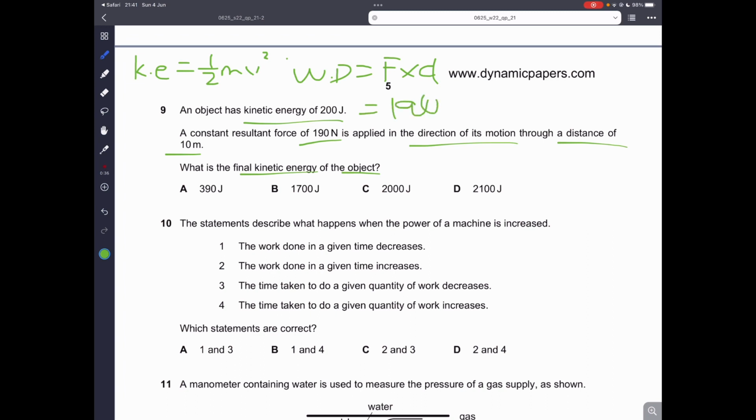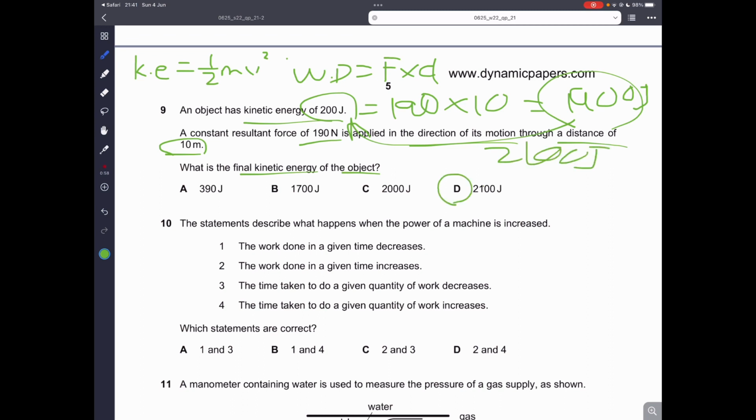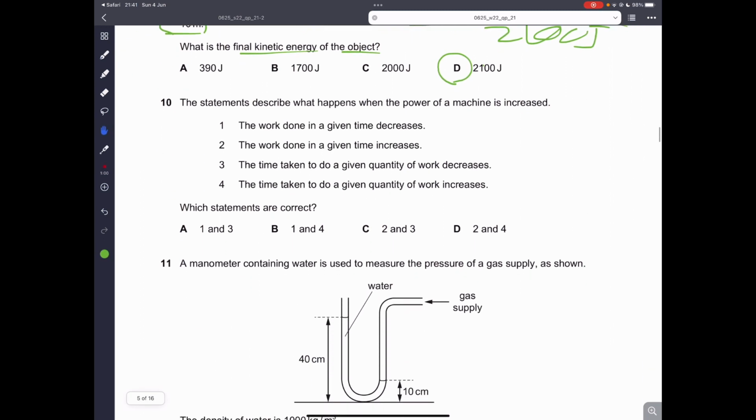Okay, so the force here is 190. The distance here is 10 meters. So we multiply by 10, and the work done would be 1900 joules, and there is a kinetic energy of 200 originally. So we have to add this work done plus the kinetic energy. So this is 2100 joules. Therefore D is the correct answer.